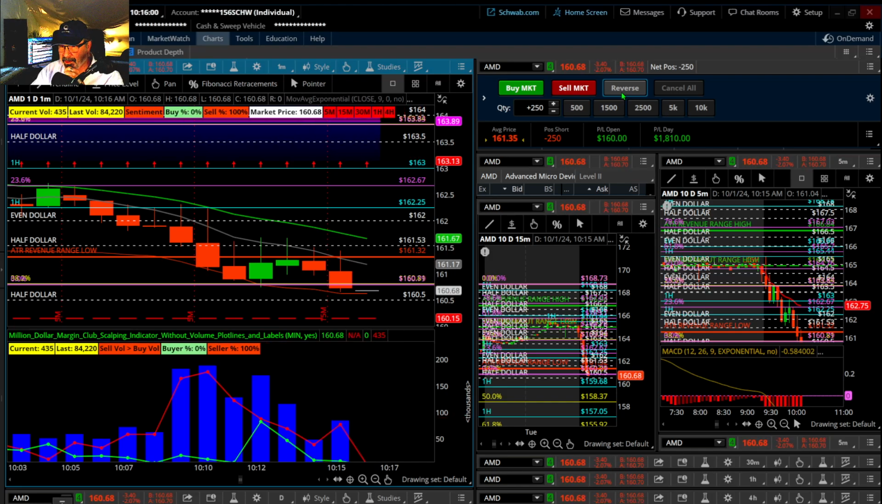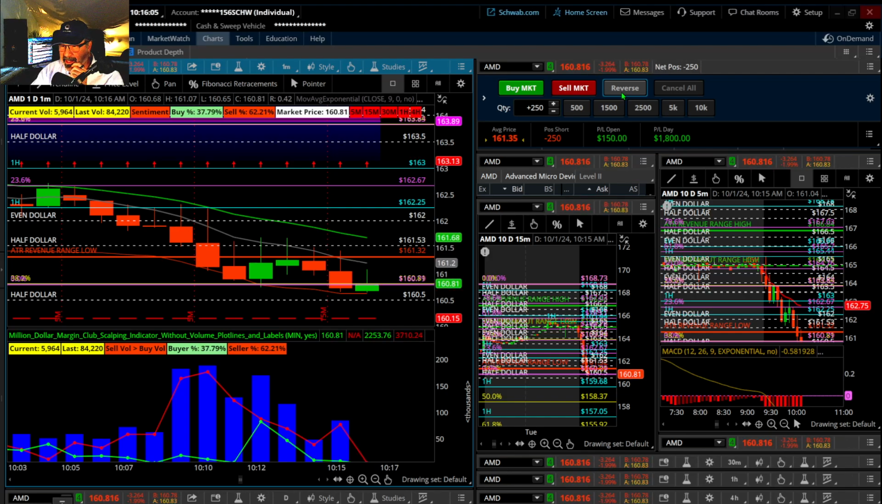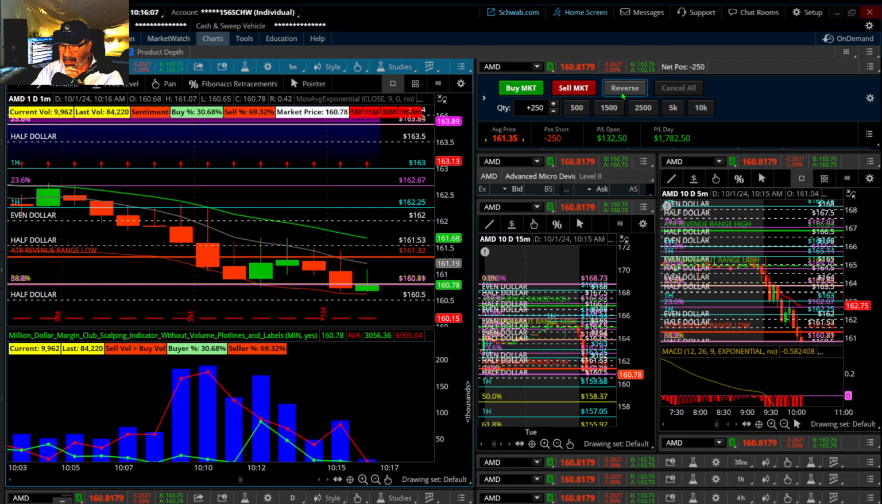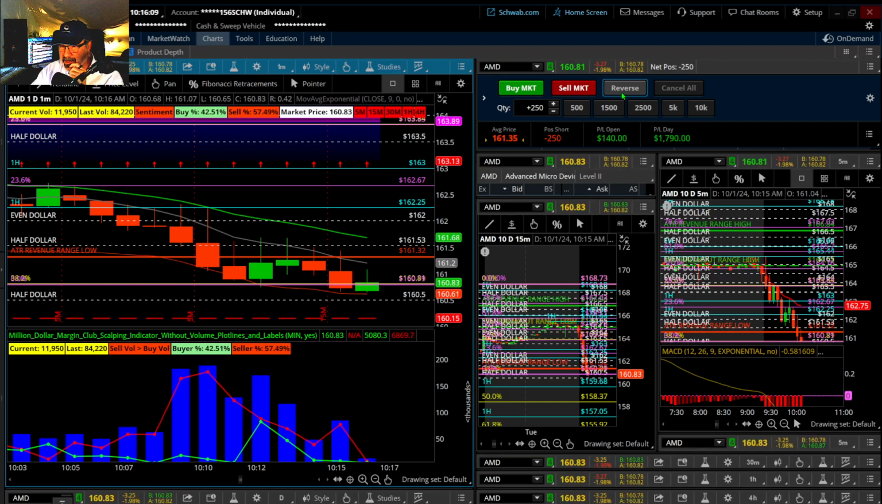I'm looking to reverse here. 68, 66, 65. Oh, that was another chance to catch it. Now it's banking against the fib, the double fib, as a ceiling, like it's resistance.